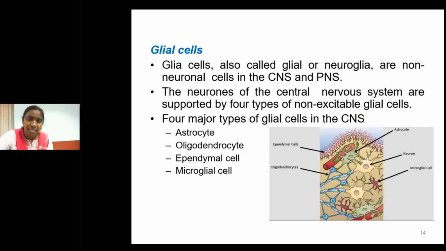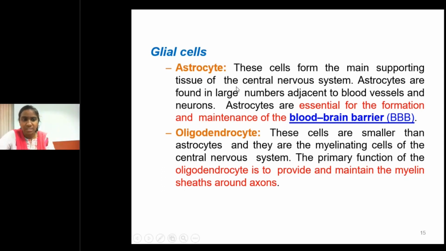So this blood-brain barrier is formed by these supporting cells, mainly astrocytes. See here, the explanation is here. Astrocytes, these cells form the main supporting tissues of the central nervous system, and are found in a larger number next to neurons. Neurons, I told you, are the majority portion, over 100 billion neurons are present, and beyond that astrocytes will be the major content. Okay, the major amount which is present in the brain. And astrocytes are essential for the formation and maintenance of the blood-brain barrier.